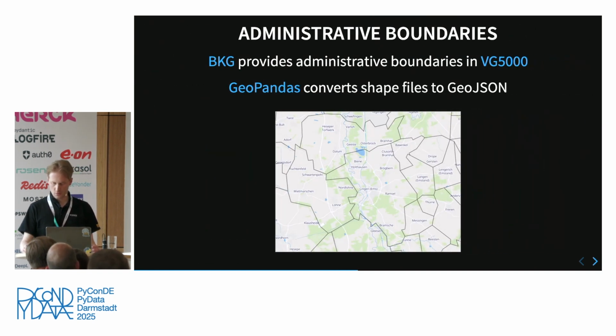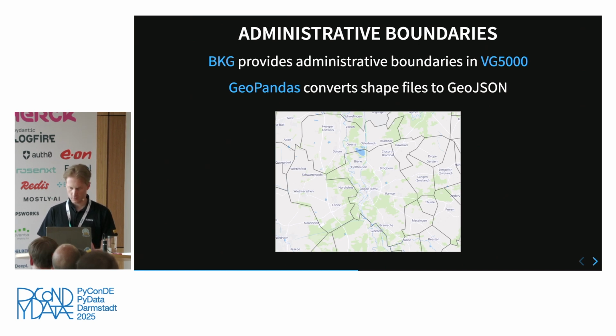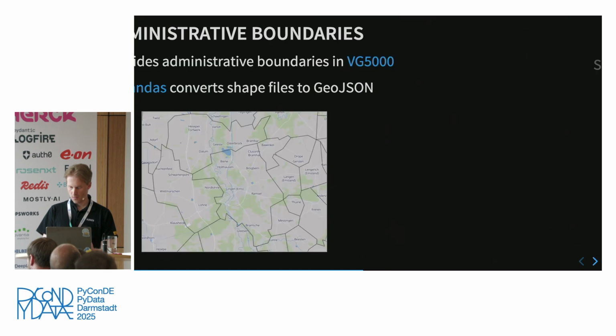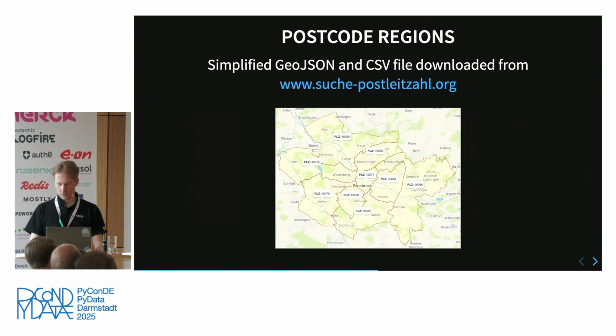To prepare for the location search, I downloaded shapefiles describing administrative boundaries from the Federal Agency for Cartography and Geodesy in Germany. I converted these shapefiles to GeoJSON using GeoPandas. And I also downloaded data for the postcode regions. In this case, the data was already available as GeoJSON. Let me just check here.